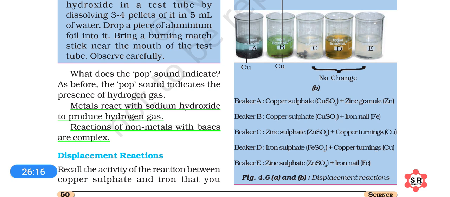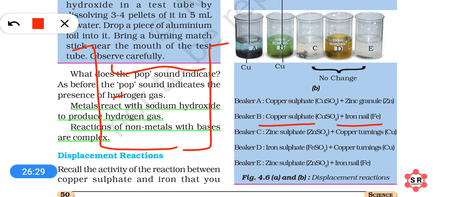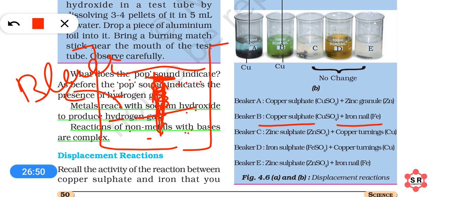In the same way, when we take copper sulfate solution and put an iron nail in it, what will happen? Suppose this is the copper sulfate solution, and we have put an iron nail into it. We will see that after 1 or 2 hours there is a brown colored coating around it, and the solution of copper sulfate, which was initially blue in color, has faded, meaning its color has gone.